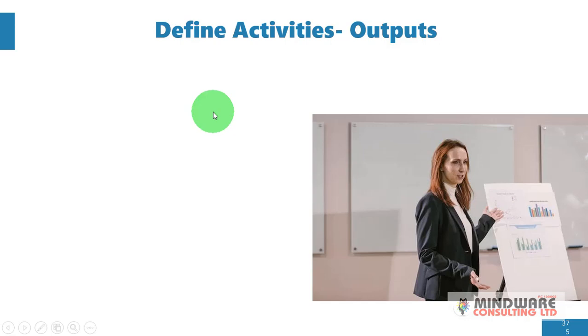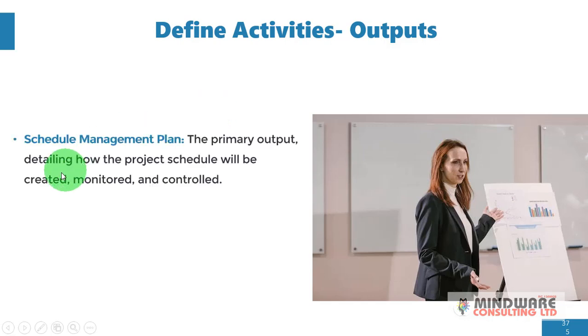What are the outputs for define activities? Firstly, you have the schedule management plan, the primary output, detailing how the project schedule will be created, monitored, and controlled.